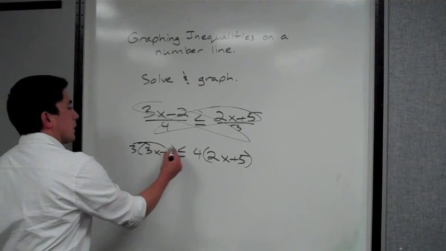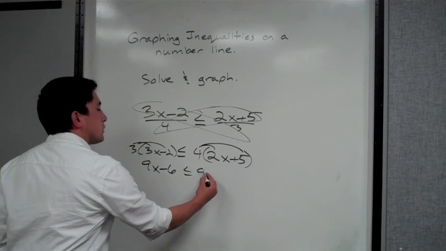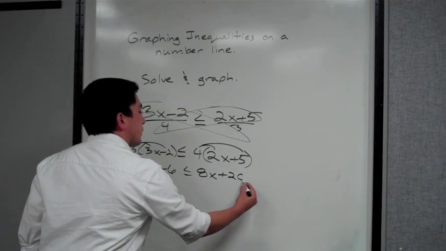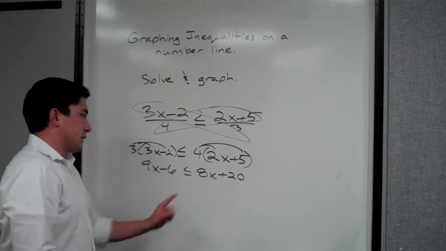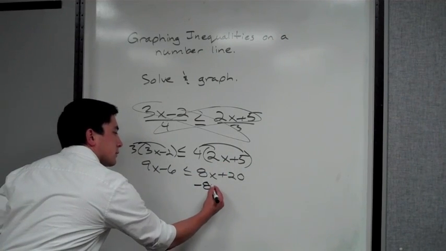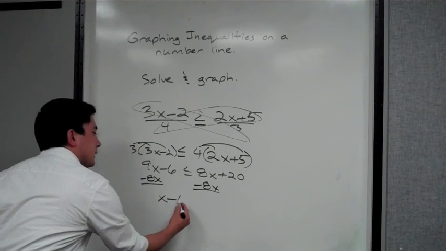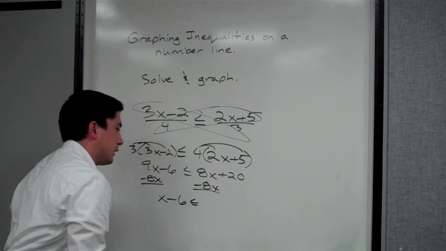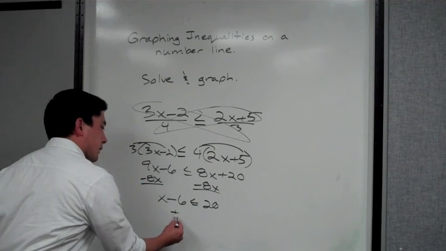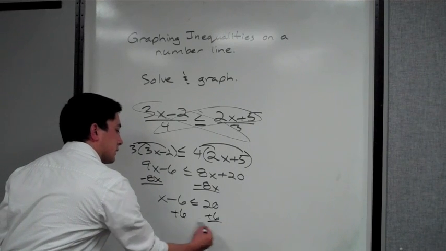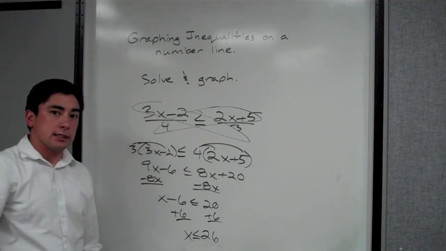Now we are going to distribute. So we have 9x minus 6 is less than or equal to 8x plus 20. Okay? Get the x's to one side, everything else to the other. So we can subtract 8x, which gives us 1x minus 6 is less than or equal to 20. And just 2 more steps. Add the 6 to get x is less than or equal to 26.